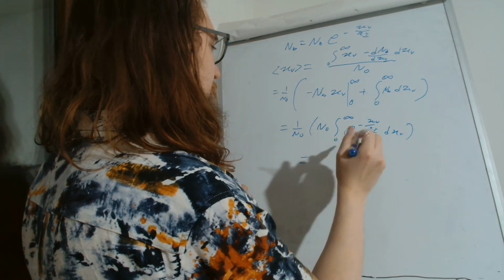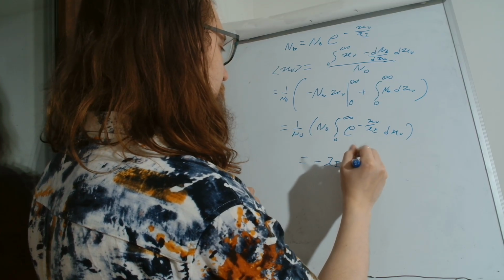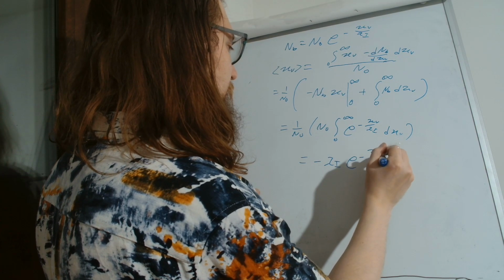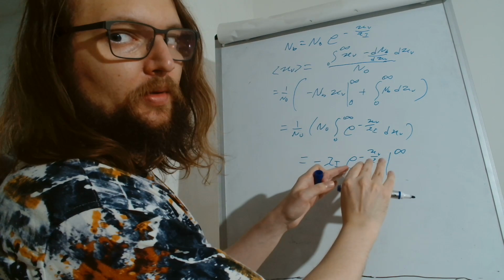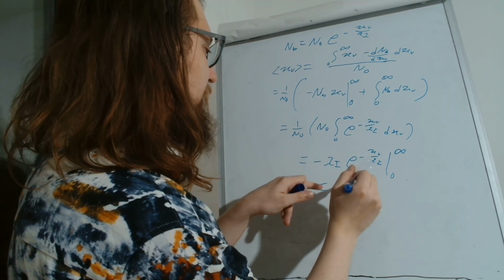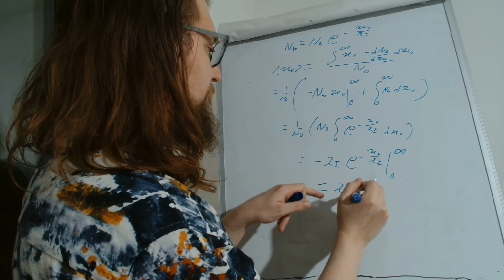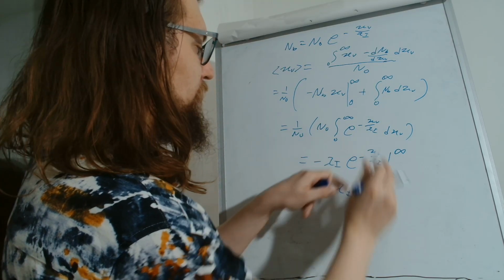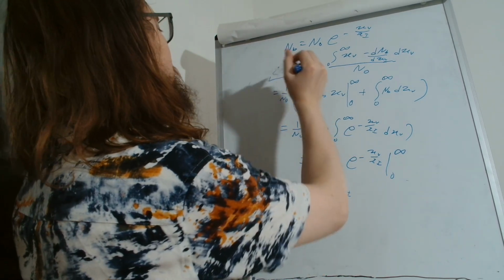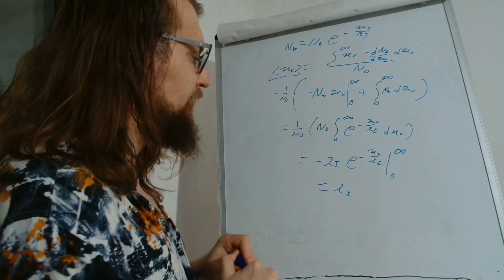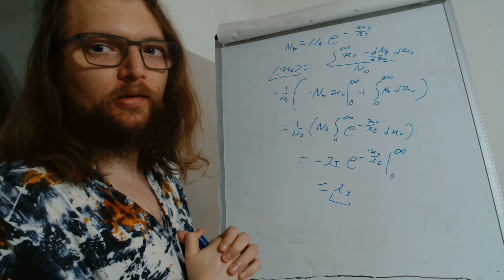So it is minus lambda I times the exponential of minus xv divided by lambda I from 0 to infinity. At infinity it becomes 0, so it is minus lambda I times this to the 0, so lambda I. So the average atmospheric depth is lambda I, the interaction length.